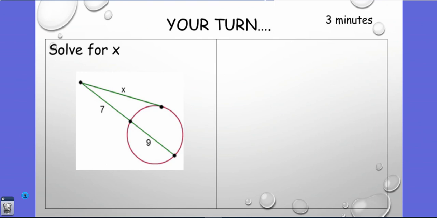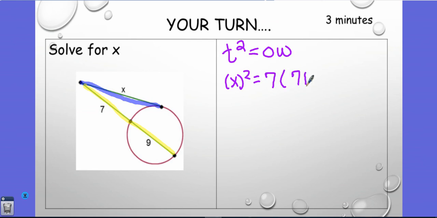Okay, so now the next one says to solve for x. If we look here, we have a tangent, and guys, remember, you have to memorize these rules. And here we have a secant. So this tells you to do the tangent squared equals the outside times the whole. So here we're going to go x squared equals the outside is 7 and the whole is 7 plus 9. We're going to draw a line down here. x squared equals 7, and then 7 plus 9 would be 16.